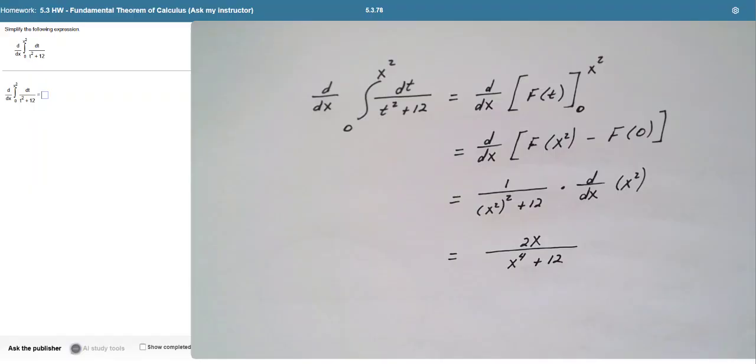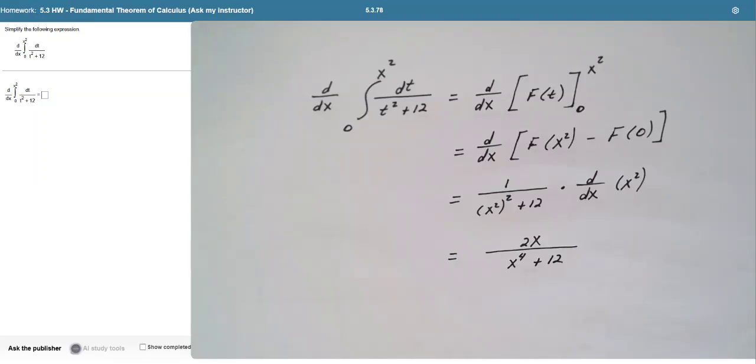Okay, so what I've done here to try to explain the process for you is to show that whenever we integrate this function dt over t squared plus 12, whatever the integral is, it's going to be with respect to t. Now we know that due to the definite limits of integration, we're going to take that integral with respect to t, but then we're going to evaluate it from 0 to x squared. And then the goal is to take the derivative with respect to x.